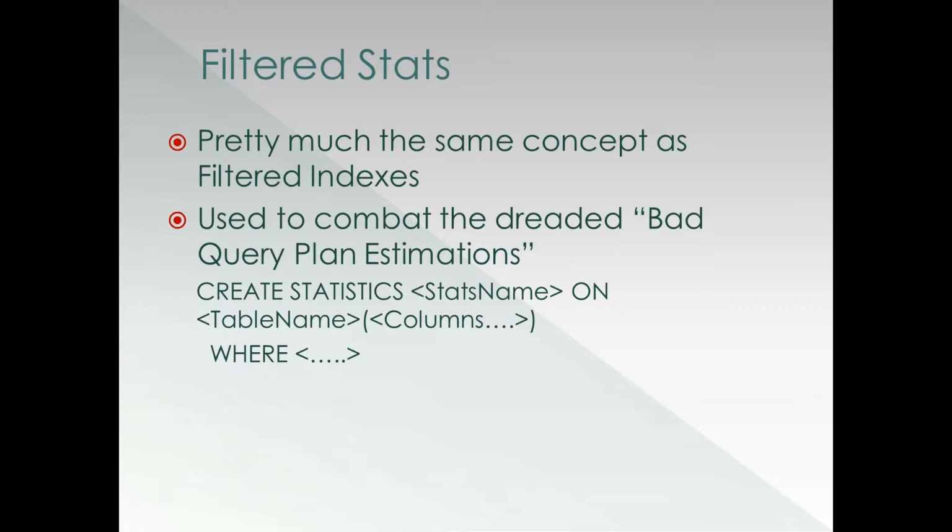So it's create statistics, stats name, on table name, columns, and a where clause. So nothing different. As soon as you add the where clause to either a create index or create statistics, then you have created a filtered set of that data.